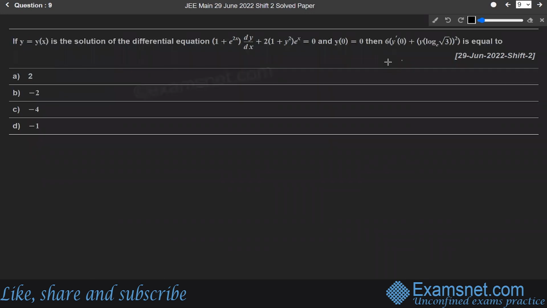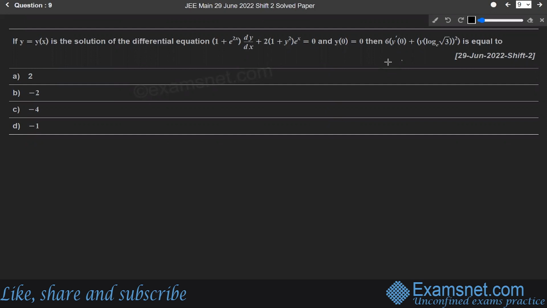Next question is, if y is equal to y of x is the solution of the differential equation 1 plus e power 2x dy by dx plus 2 into 1 plus y square into e power x is equal to 0 and y of 0 is equal to 0, then 6 into y dash 0 plus y into log base e root 3 whole square is equal to. It is a very interesting question.